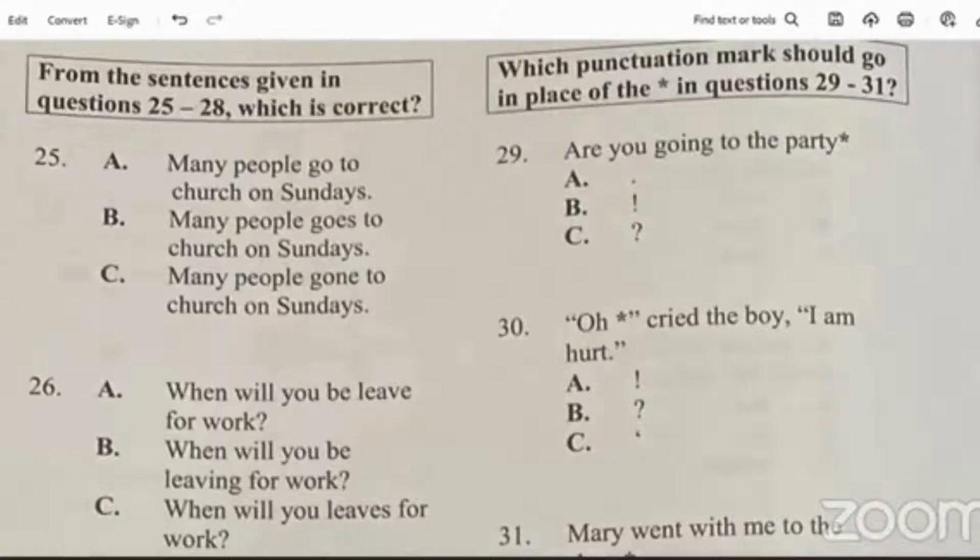All right, so question 25, which is correct. Many people go to church on Sundays. Many people goes to church on Sunday. Many people gone to church. The answer is A, many people go.